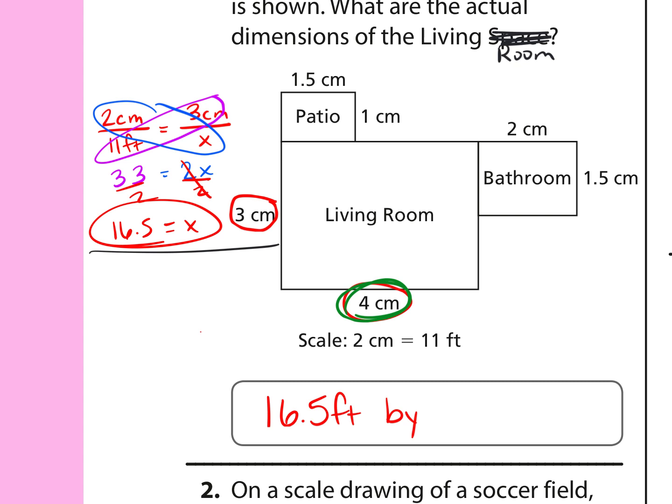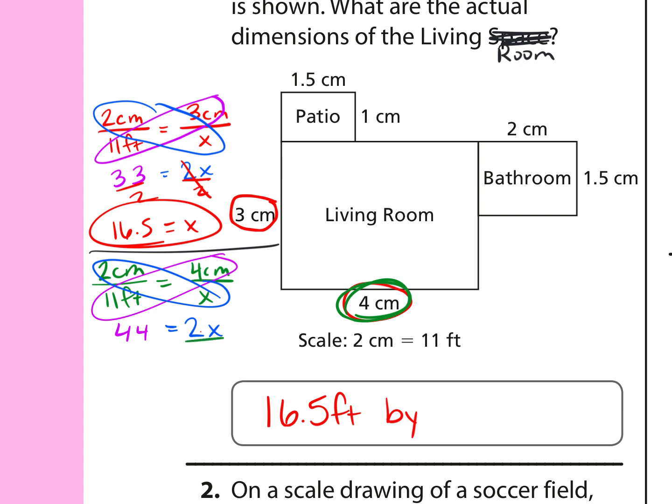by this dimension, the 4 centimeters. We know that 2 centimeters is equal to 11 feet in our scale. And we're looking to find out how many feet 4 centimeters is. And I know you can probably figure out another way to solve this, but we'll just use our proportion and say, okay, 11 times 4 is 44, and 2 times x is 2x. Divide both sides by 2, and we get that x is 22. And we're finished with number 1.